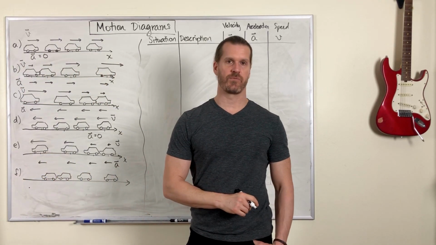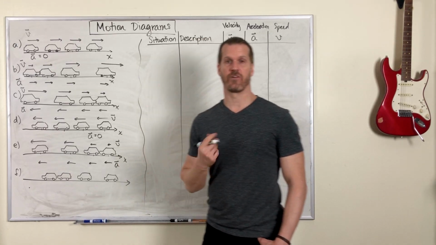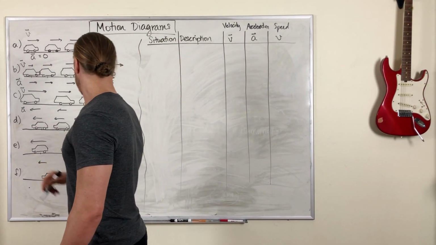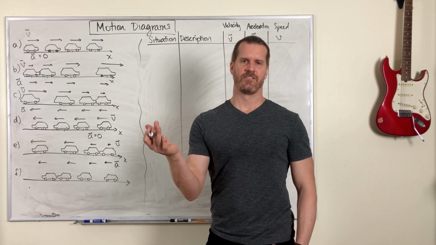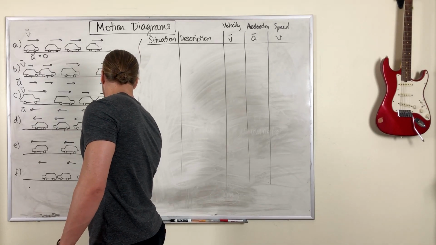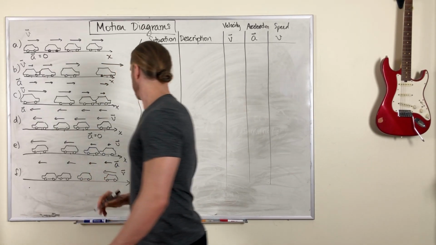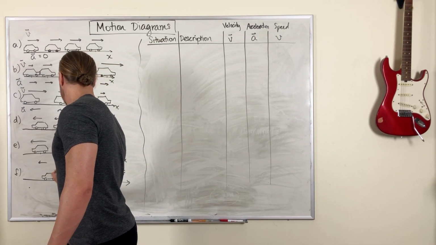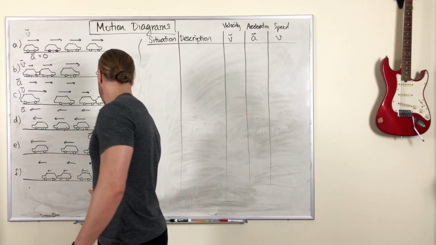The car is speeding up to the left in the negative x direction, so the acceleration vector is also negative. And the last situation, F, the car starts out fast, you hit the brakes and it slows down. So it has a large velocity vector to begin with. That velocity vector decreases in magnitude as time goes on.